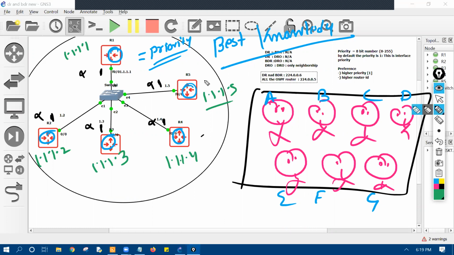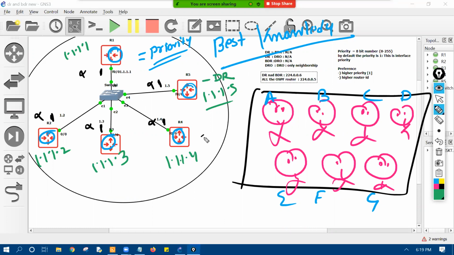So R5 will become the DR and R4 will become the BDR of this classroom, of this broadcast domain, and automatically the others will become DROTHER.